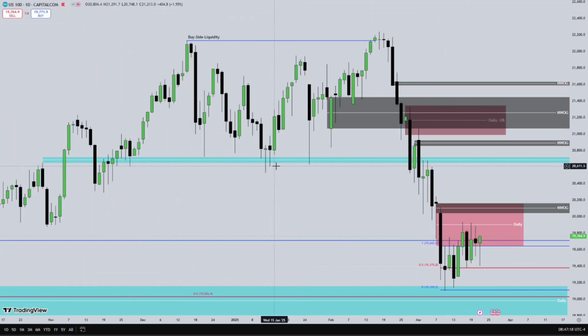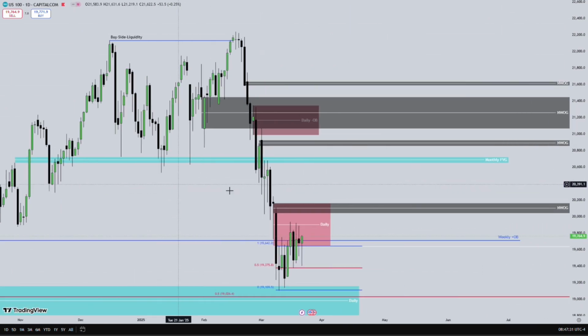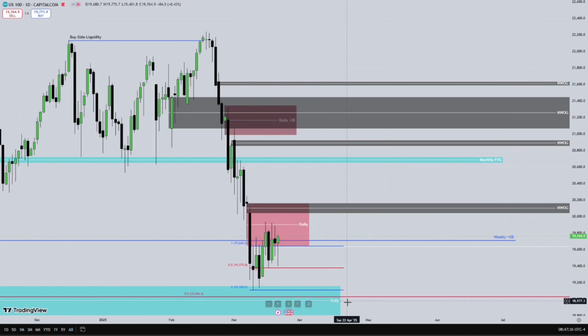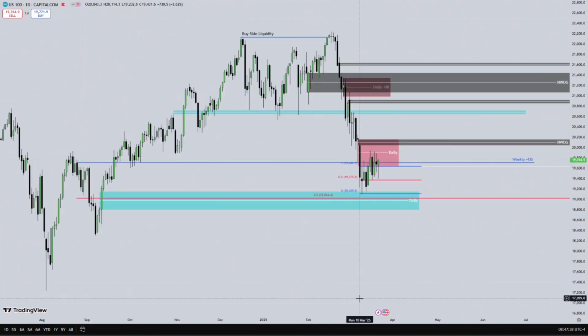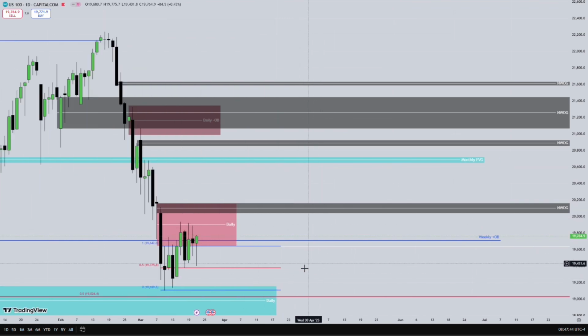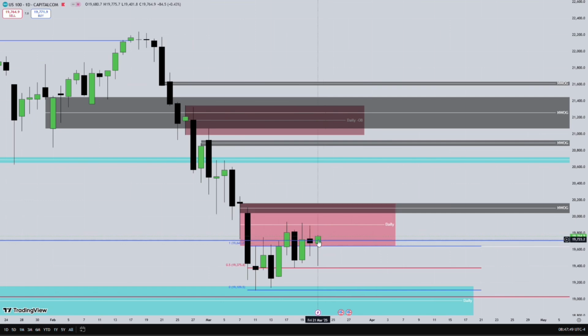Here on the daily chart, we can see that there is a lot of sell side liquidity. Here we can see a bullish fair value gap that price traded down to and reacted to, which is also in the area of the 50% level of the weekly bullish order block. Then we can see that price has taken out the buy side liquidity. It traded up to a daily SIBI, a daily bearish fair value gap.